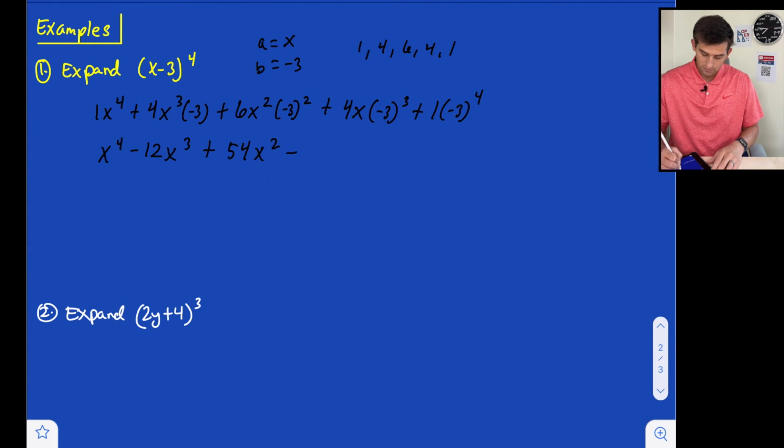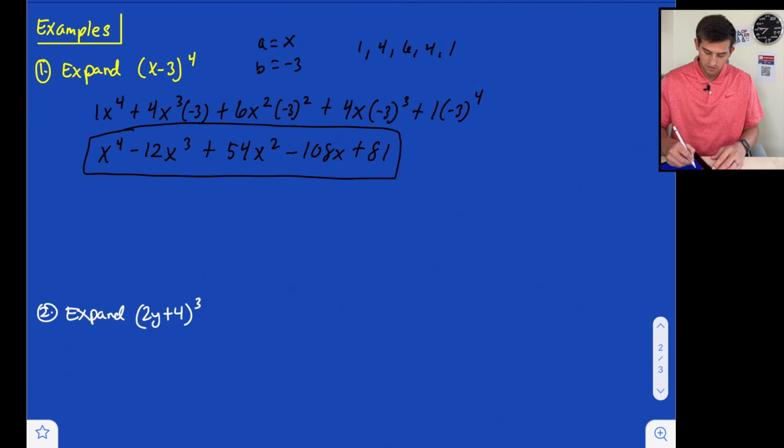And then we're going to have minus because negative 3 cubed would be negative 27. We do 27 times 4, and that's going to give us 108x. And then lastly, negative 3 to the 4th power would be plus, not 6, plus 81. And that would be our final polynomial expansion right there. So x to the 4th minus 12x cubed plus 54x squared minus 108x plus 81.